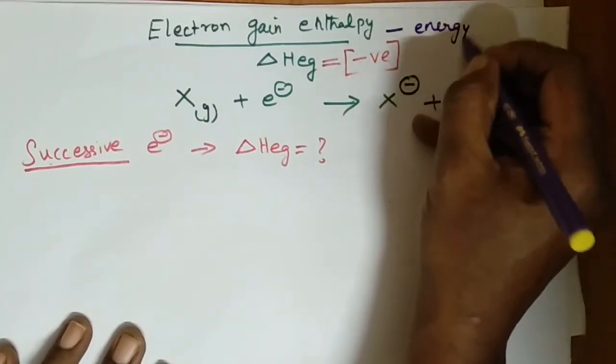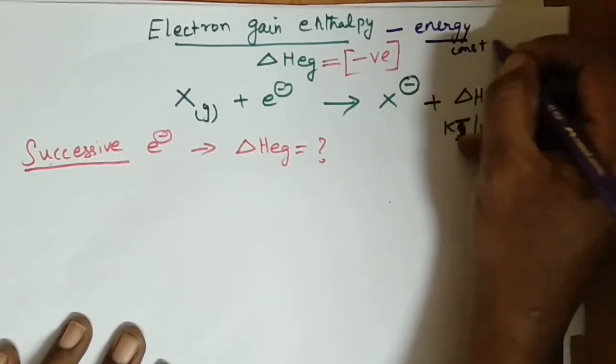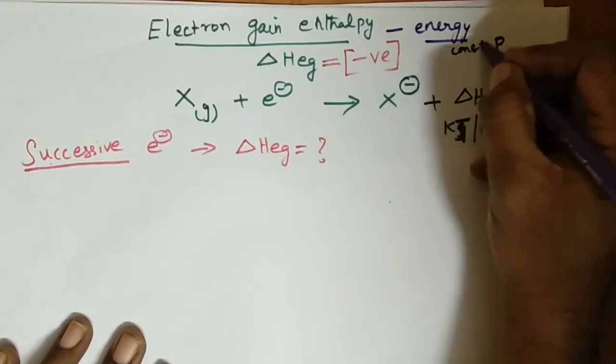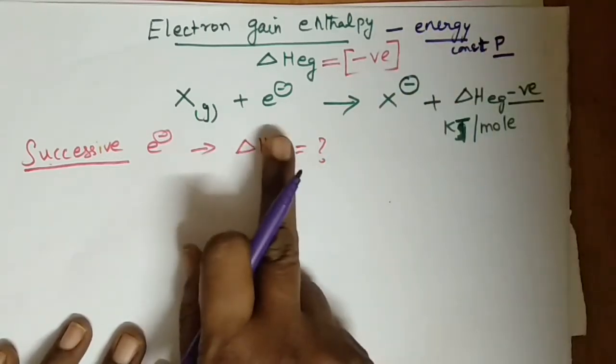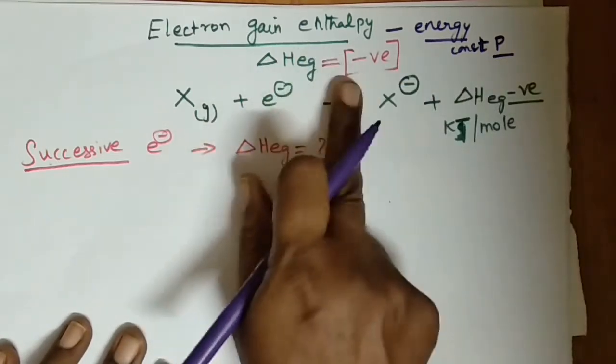That energy is what we write down. The del Heg is measured at constant pressure, not temperature. We are measuring at a constant pressure only. So at constant pressure, the del Heg is always negative.